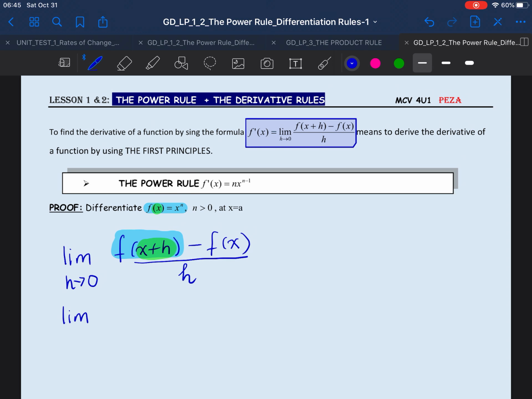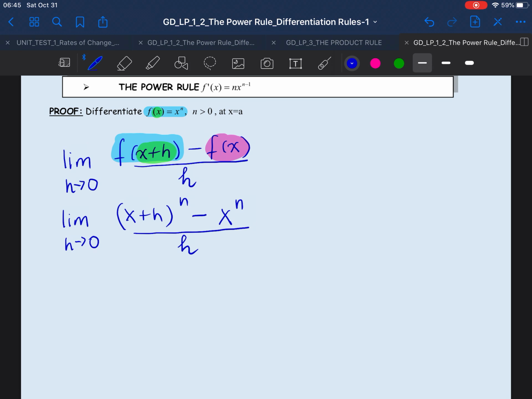So we will rewrite this as the limit as h approaches 0 of x plus h to the power of n. Now take away f of x. Now remember that this is f of x. F of x will be x to the power of n, right? That's what we were given there. So that's what we are deriving, x to the power of n. And this will be divided by h.